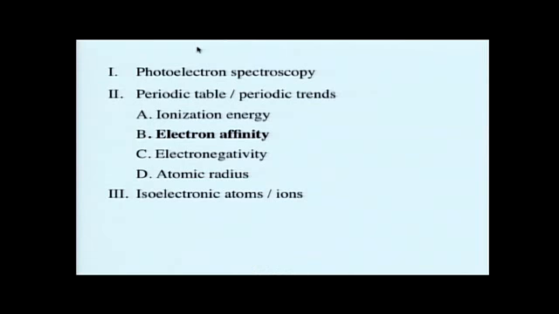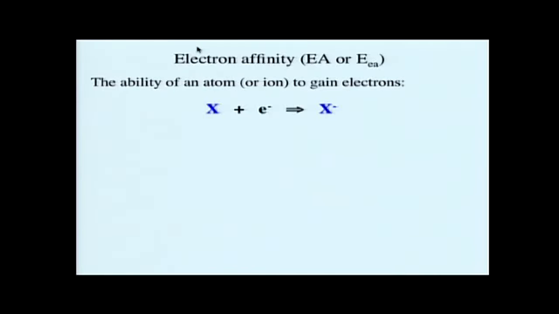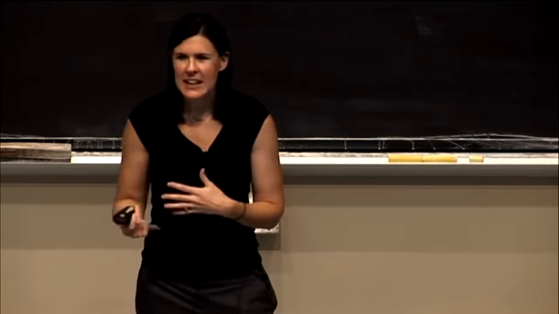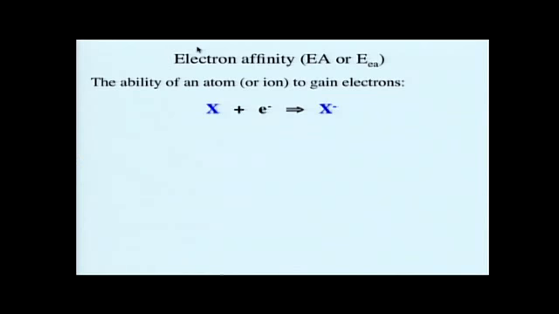So let's talk about another periodic trend. This one is called electron affinity. Electron affinity is actually the ability of an atom, or we could also talk about an ion, to gain electrons. So it's the affinity it has for electrons. It's how much it likes to get an electron.